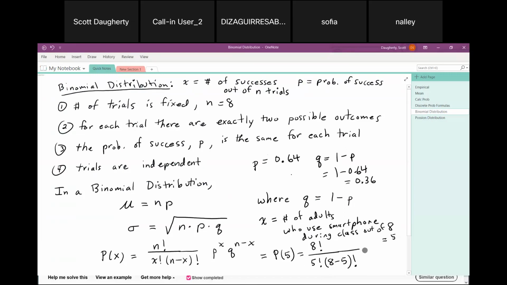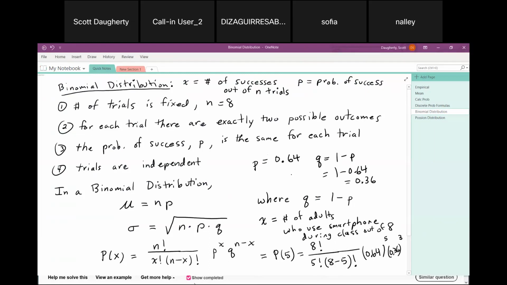Okay, so p is 0.64, and we're going to raise that to the x power, which is 5. x is 5 here. And then we're going to multiply that by q, which is 0.36. But we're going to raise it to the n minus x power. And n minus x is 8 minus 5, so that's going to be raised to the third power. Now, you could put all this into your calculator and figure out what the number is. It's kind of tedious to type all this into your calculator, but that's how the formula would work, okay? You just have to type all this in and see what you get.